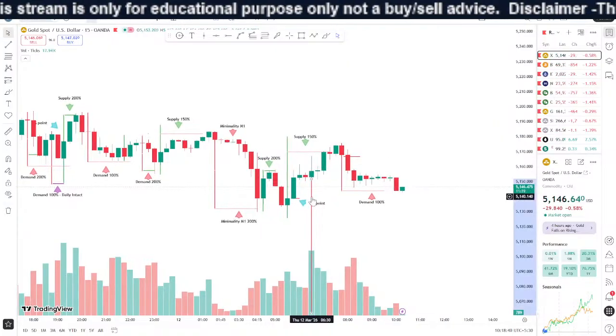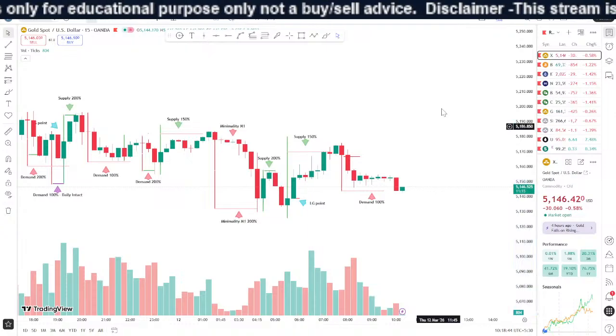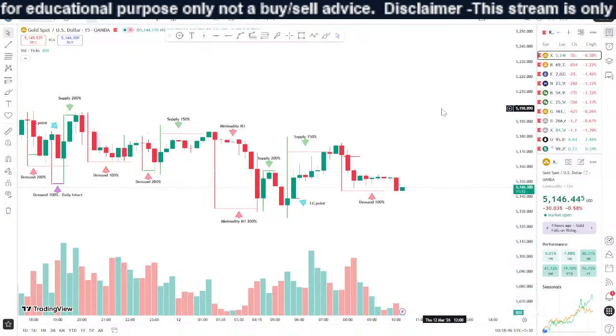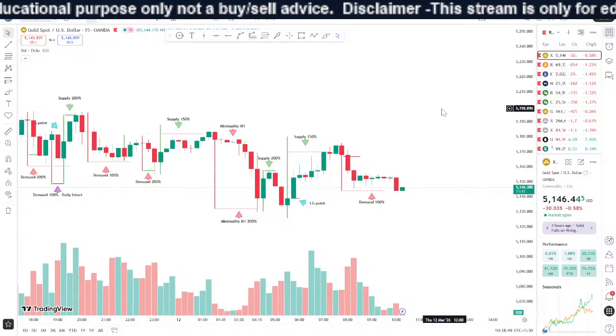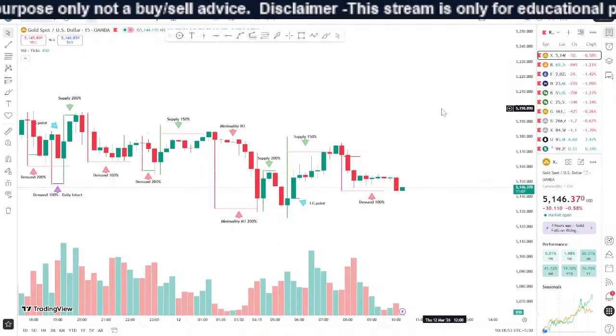So be careful, because the daily intact in TradingView sometimes gets glitched and isn't shown in the right spots. So you have to be working on the right levels each and every time.